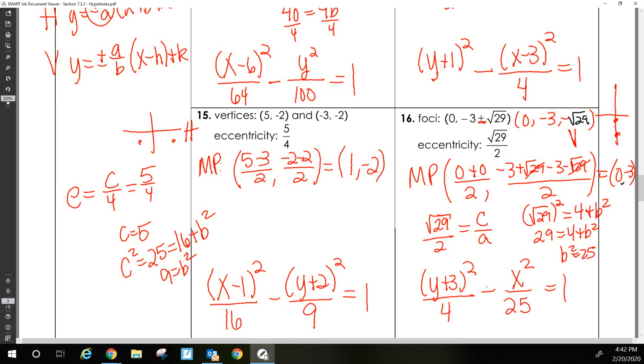All right, that's it for hyperbolas. We've learned everything about conic sections that we really need. The next videos that we'll have after our quiz, which is next Tuesday, are going to be over conic applications. So we're going to be taking these conic sections and applying them to real world problems.